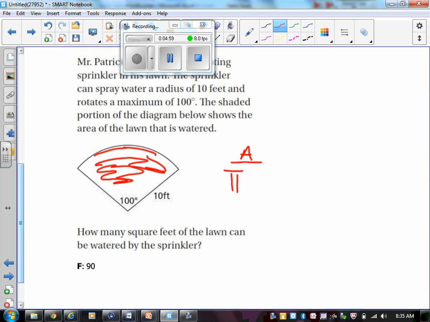I know the area when it is what's the degree given? 100 degrees. And I know when it's a 360-degree angle, I would do pi radius squared. The radius is given to be 10.